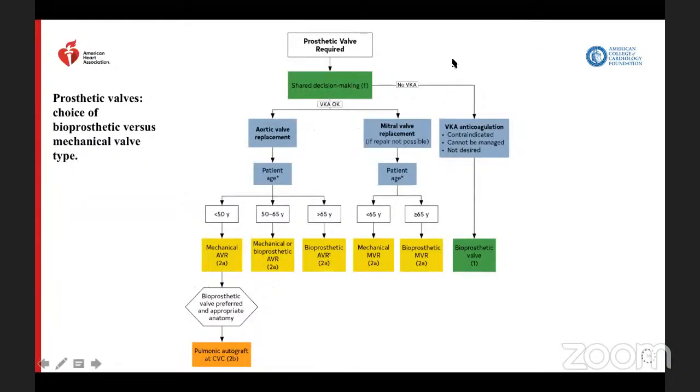This is just a summary for prosthetic valve requiring intervention. So the cutoffs were changed in the newest guidelines, and more detail in the aortic valve.